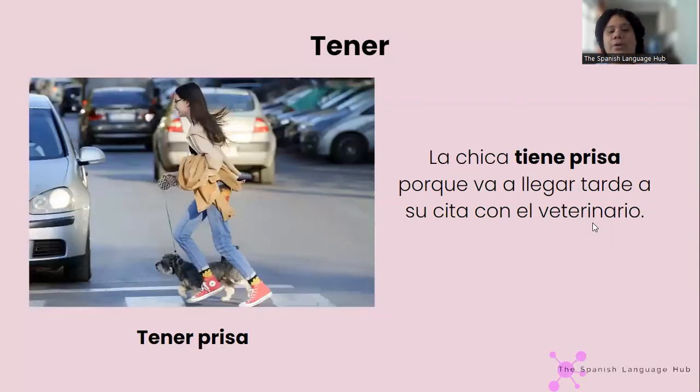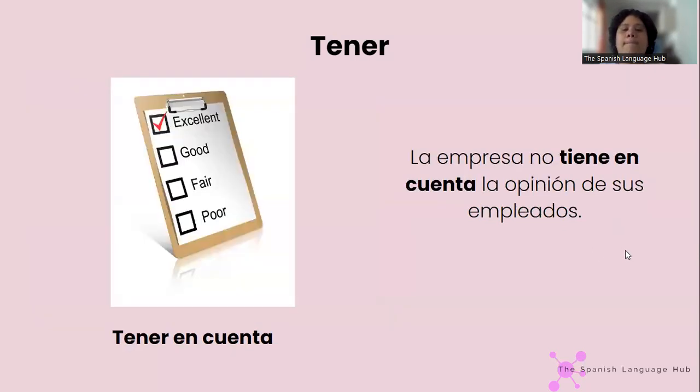Tener prisa is to be in a hurry. La chica tiene prisa porque va a llegar tarde a su cita con el veterinario. So the girl is in a hurry because she's going to arrive late to her appointment with the vet. Tener en cuenta is to take into account. La empresa no tiene en cuenta la opinión de sus empleados. So the company doesn't take into account the opinion of their employees.